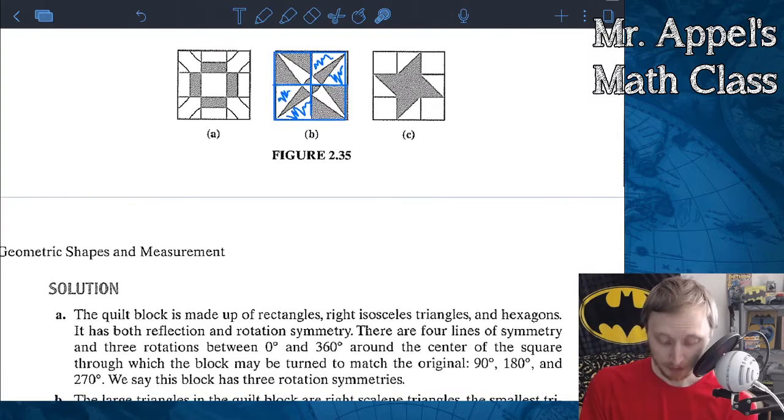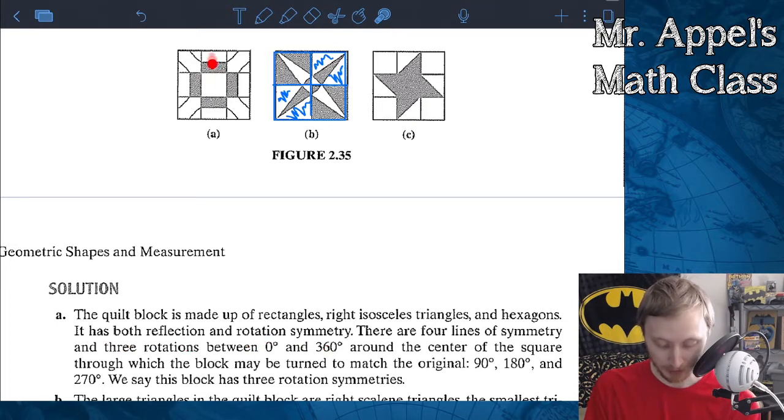So, quilt block A is made up of rectangles. You can see some right there and there. Right isosceles triangles, that would be the little guys in the corners. And hexagons, that's this funky little diamondy crystal shape there. Okay, it looks like a Zelda rupee. It has both reflection and rotation symmetry.